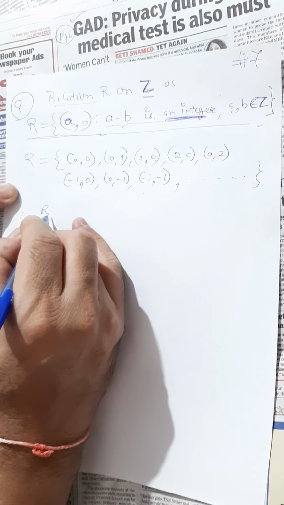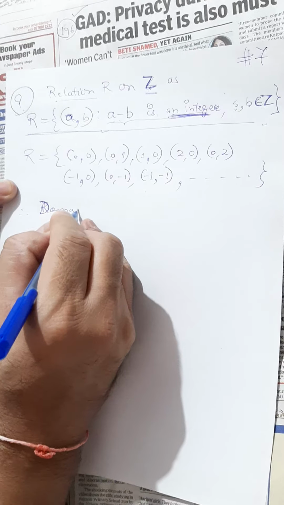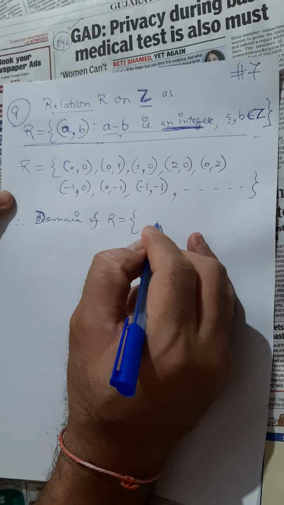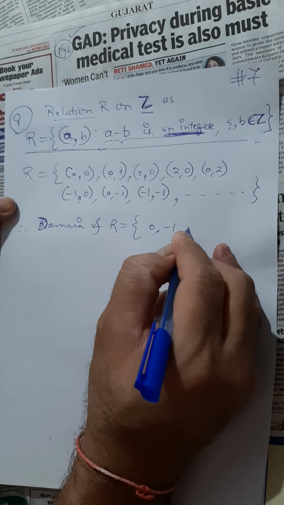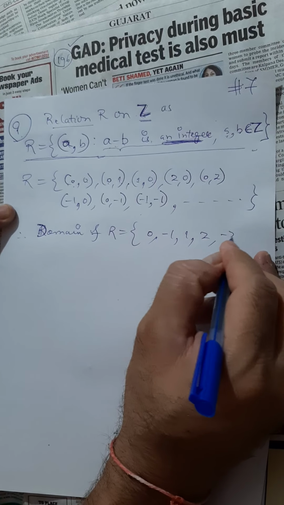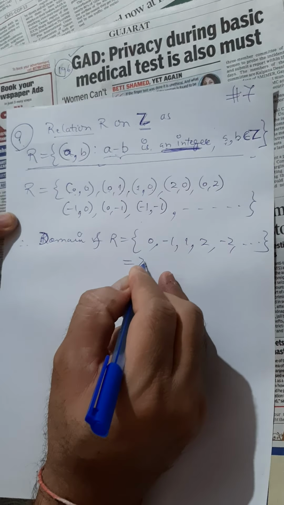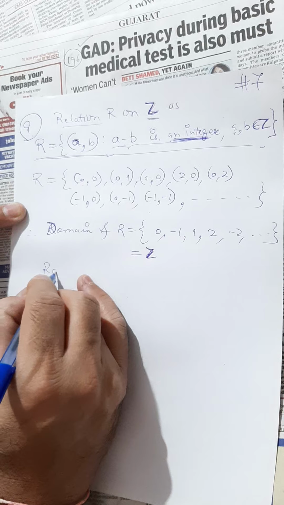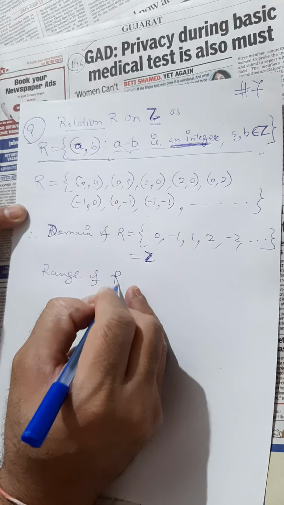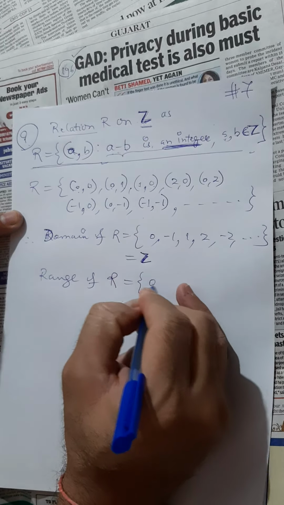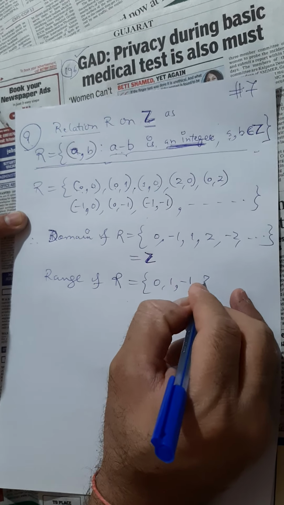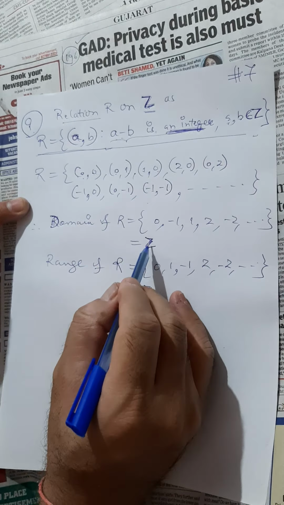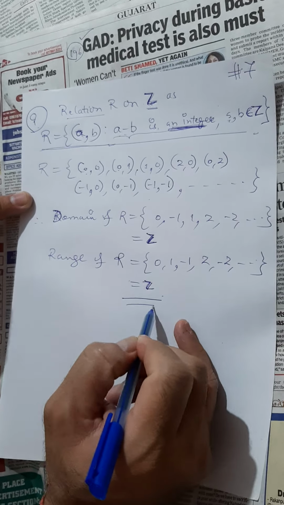This is a set. Now what is the domain of this relation? The domain of relation R would be all members which are at the first place. You can have 0, minus 1, 1, 2, minus 2. So you'll get all integers. So indirectly it is again Z. All integers will be there at the first place. And the range of R, same way, there also you can have 0, 1, minus 1, 2, minus 2, and so on, which is also Z. So the domain of the relation is all integers, and the range of the relation is also all integers.